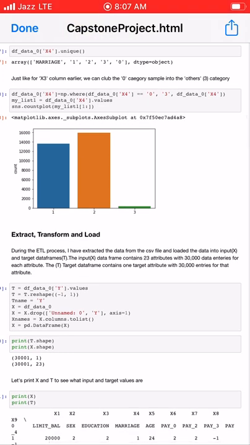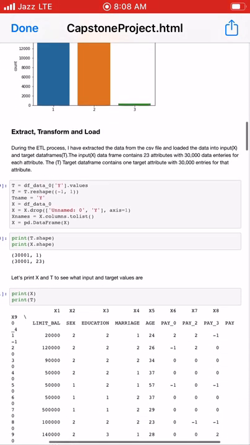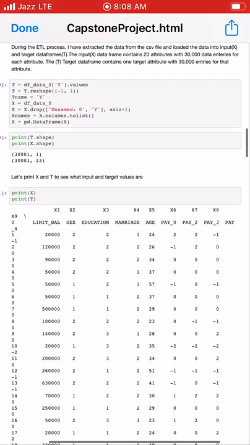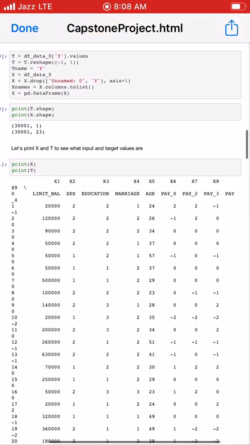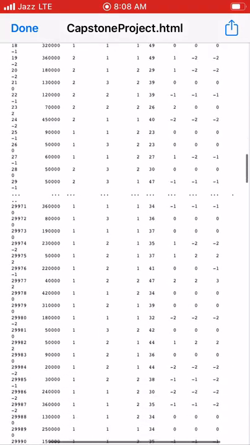In the ETL process, we have already extracted the data. Now we can load the data into input and target data frames. The input data frame contains about 23 attributes with 30,000 data entries for each attribute, while the target data frame contains only one target attribute with 30,000 entries. So let's look at the input and target values for both data frames.